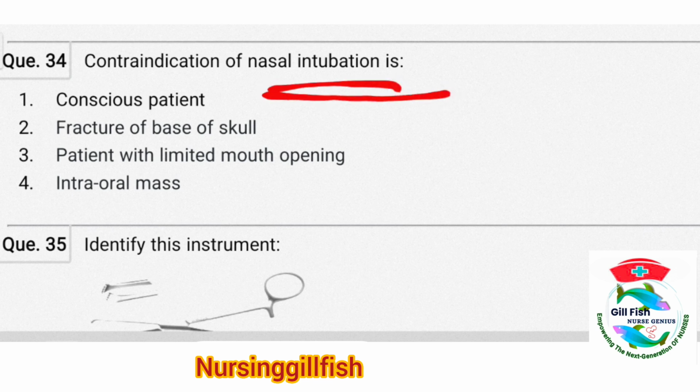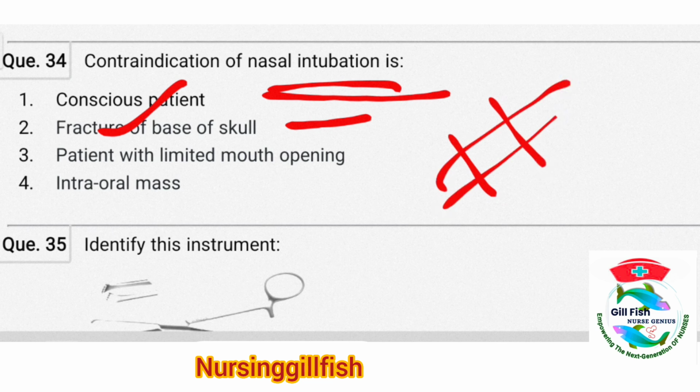Contraindication of nasal intubation. Option 1, conscious patient. Option 2, fracture of base of skull. Option 3, patient with limited mouth opening. Option 4, intraoral mastitis. What is the correct answer here? Base of skull it is. So the person who is having a fracture of the skull base, that is a contraindication for nasal intubation, also for NG tube. Okay, fine. Next question.